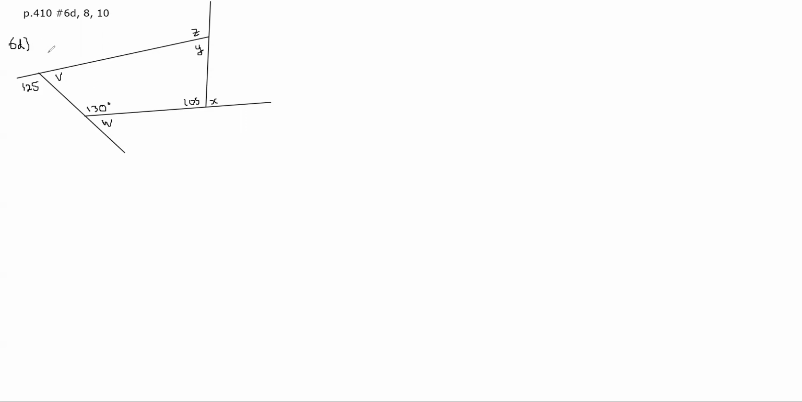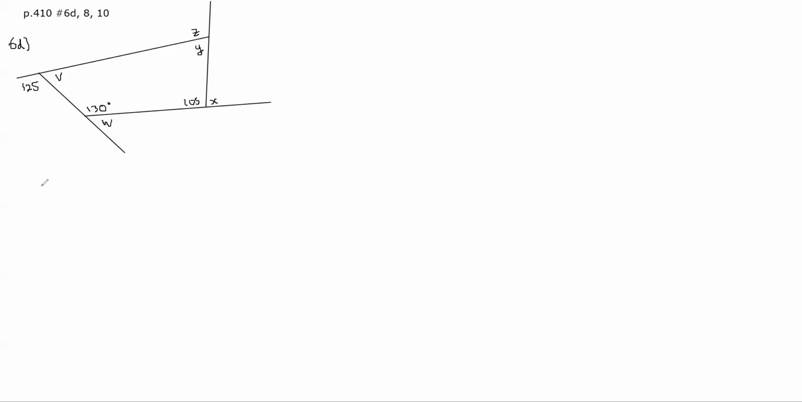Question 6D on page 410 is going to be something like this. I had to reproduce the picture. If you're following through, you can open up the textbook now. You can pause the video. Starting off, the question simply asks, find the measure of each unknown angle in the diagram. I'm going to go further by saying, tell me how you know the answer you got is true. Basically, prove it using the theorems that we've learned in class.